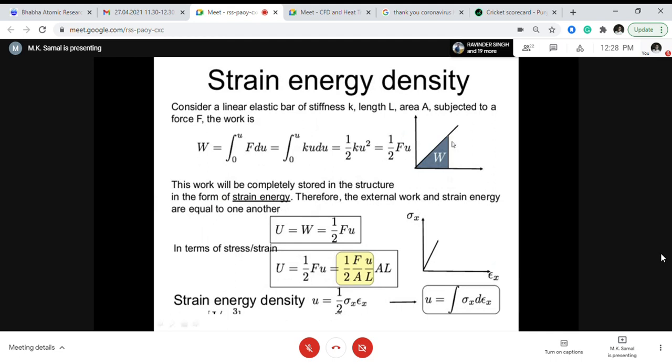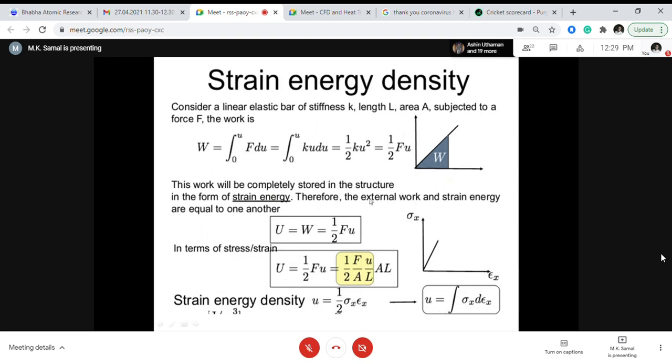Now suppose my load versus displacement curve is given by this line. For example, there is a linear elastic bar of stiffness K, length L, area A, subject to the force F. The work done is nothing but half F times displacement, the area under this curve. So if I increase more and more load, more and more work is being done. This external work goes into storing strain energy. The strain energy density is calculated by half sigma x epsilon x for a linear elastic material, which is nothing but the integral of sigma x d epsilon x.